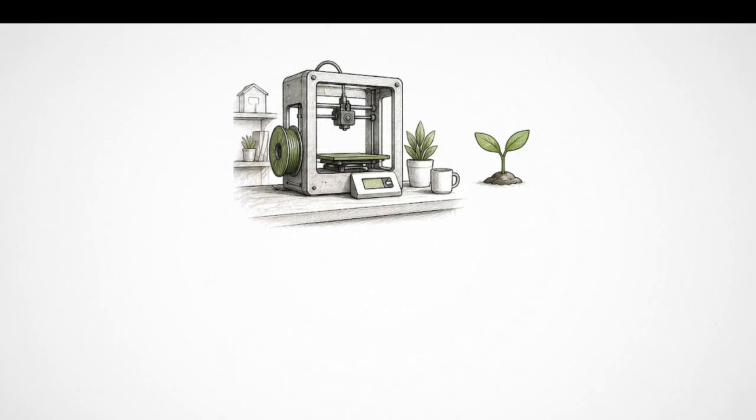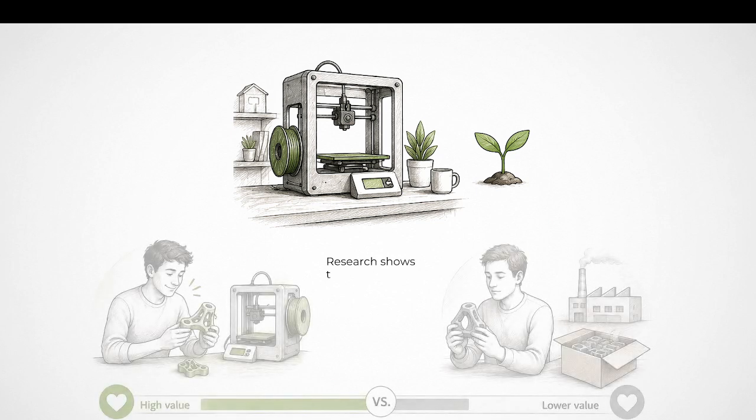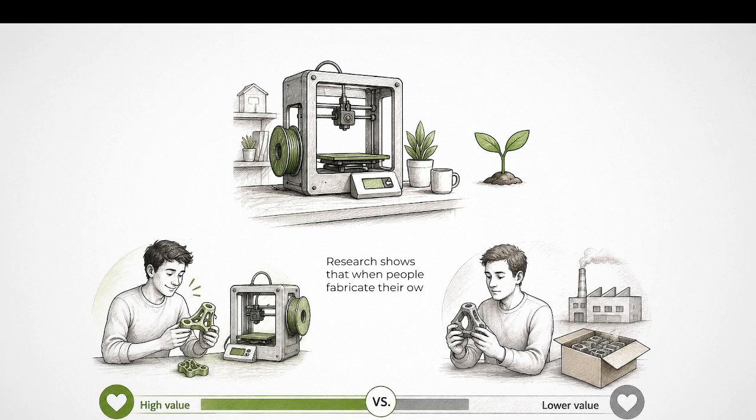To wrap things up, the domestic desktop 3D printing market is still in its infancy, but its trajectory is clear. Research shows that when people fabricate their own products, they value them far more than identical, pre-assembled, mass-produced goods. However, to unlock the full potential of this market, we must address two critical gaps.